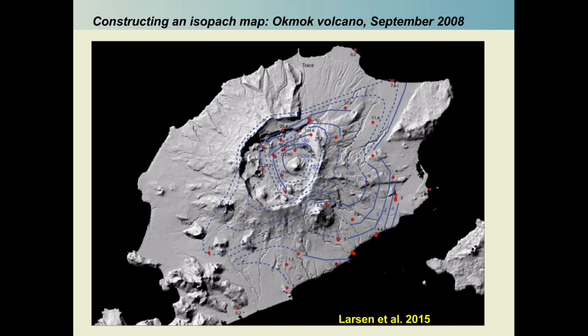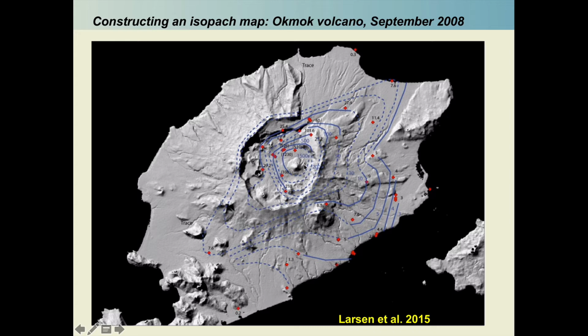You can actually use this to get an idea of how close you are to where you draw your isopach lines if you want. You can see all the little red dots. This is Umnak Island. Okmok caldera is right here. It's this big collapsed caldera in the center of the northeastern part of the island. And all of the little red diamond symbols here are locations where we stopped to measure deposit thickness.